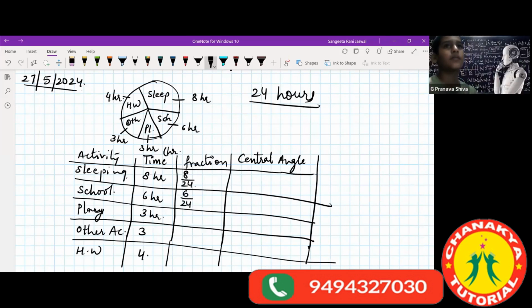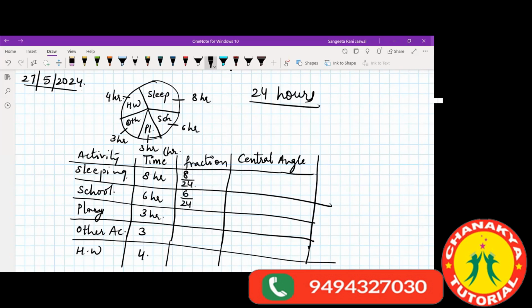I finished my table, ma'am. Huh? I finished my table. Okay. Very good, beta. Then 3 hours will be 3 by 24. Then this is again 3 by 24. This is 4 by 24. Like this.